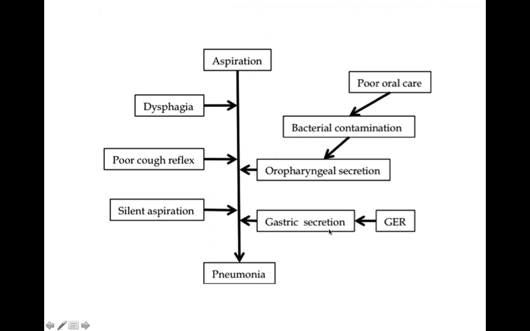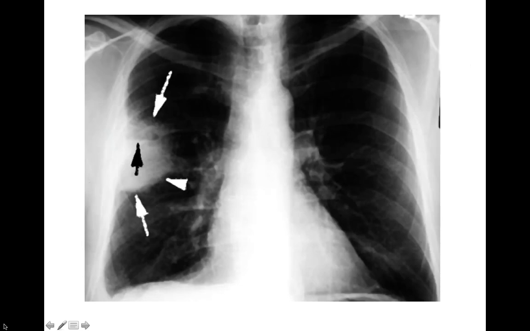So this is the mechanism of aspiration pneumonia, as you can see. The patient has dysphagia, poor cough reflex, or aspiration. GERD can also lead to pneumonia. So next we come to lung abscess. So this is lung abscess.